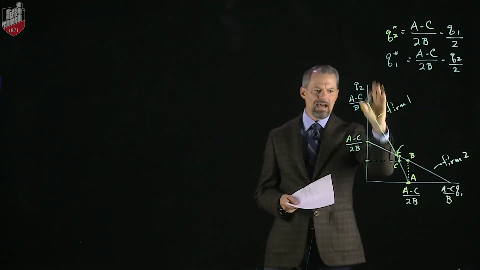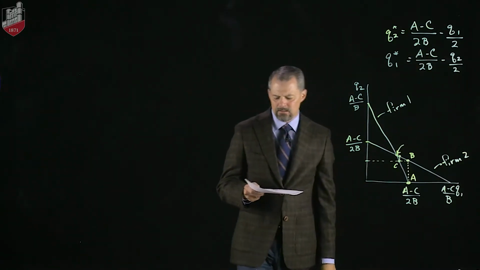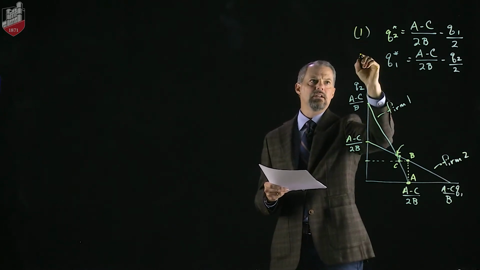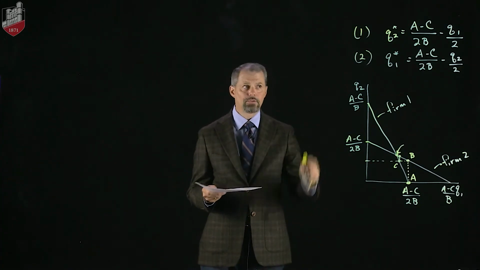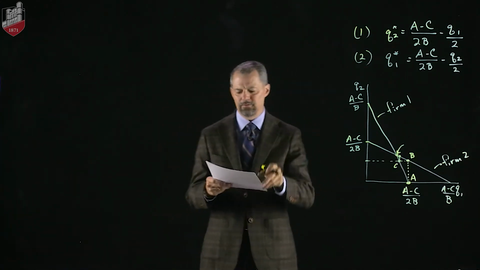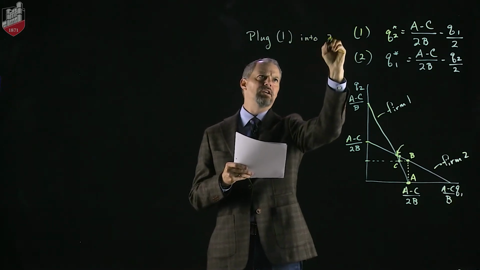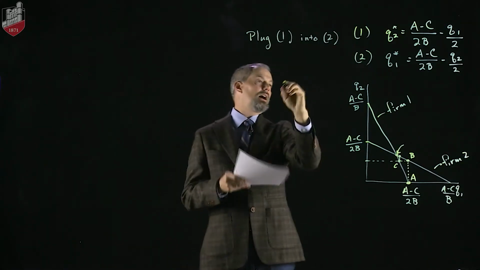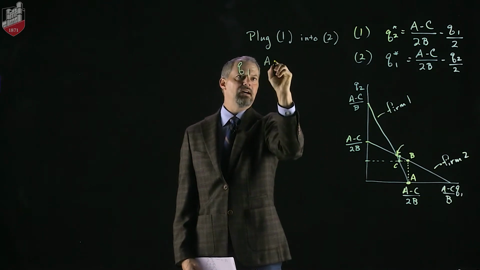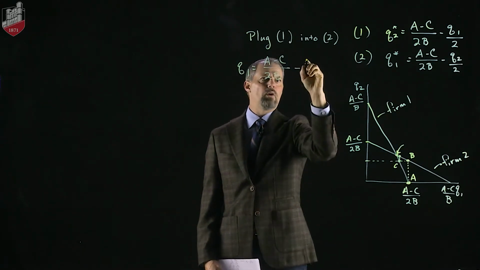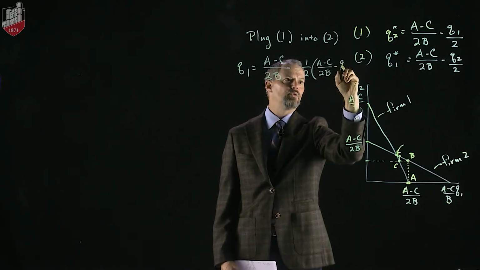So what we are doing by looking at this graphically is essentially finding the intersection of these two curves. If we have these two curves, 1 and 2, there's two functions and two unknowns. You can easily solve that. I'm not going to go through it, but I'm going to set it up, and you could work through the algebra if you want. If we plug equation 1 into equation 2, we would have this: Q1 equals (A minus C) over 2B minus 1/2 times Q2, where Q2 is (A minus C) over 2B minus Q1 over 2.